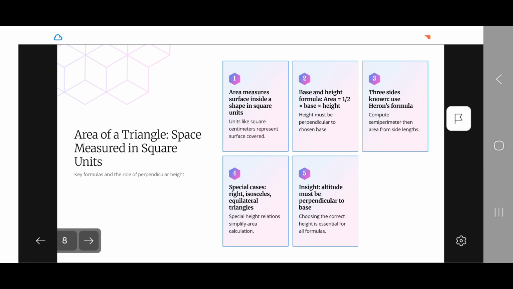Number five: the altitude must be perpendicular to the base. So choosing the correct height is essential for all formulas.